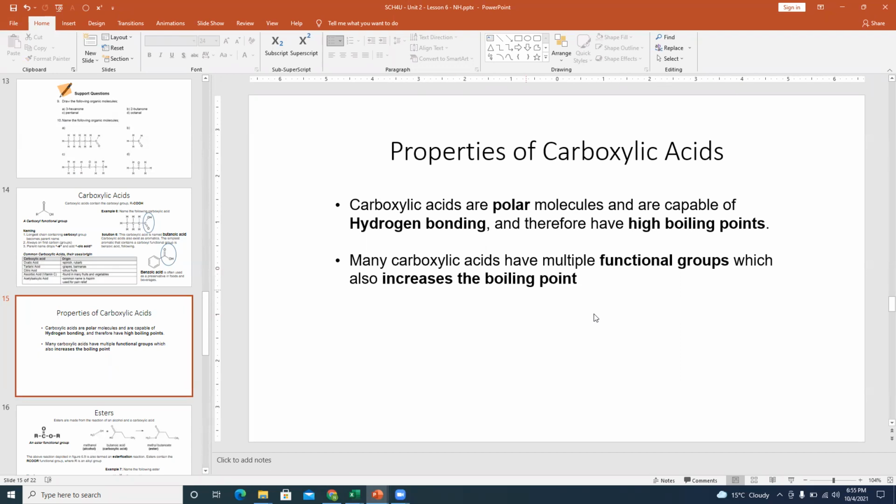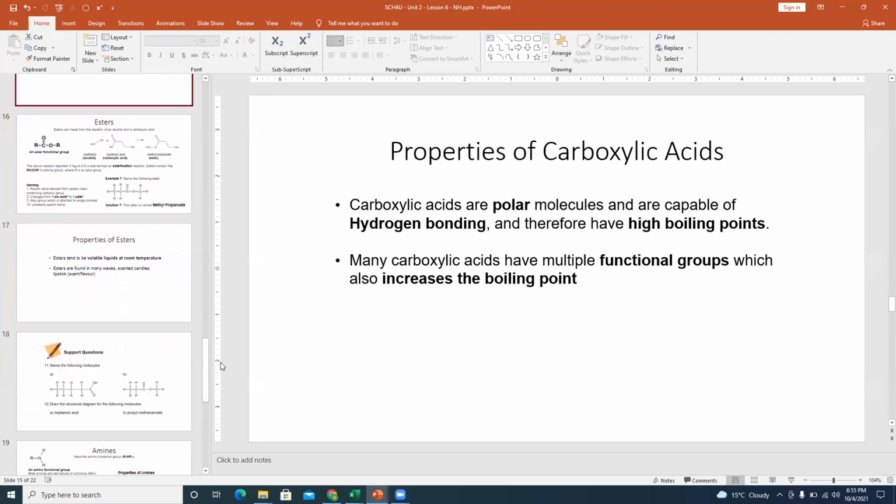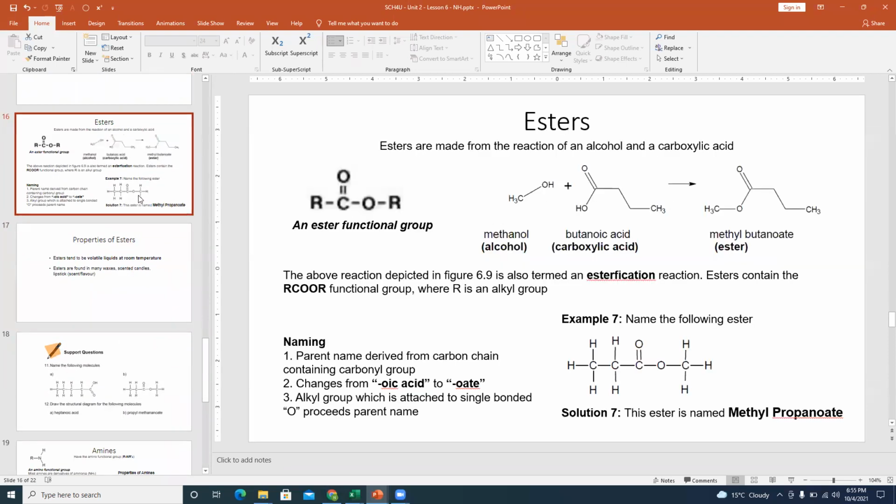And many of these carboxylic acids have multiple functional groups, which also increases their boiling points. There may be other ones or multiple carboxylic acid ends, and that would also increase the boiling point. So that covers carboxylic acids. Now we move on to esters.